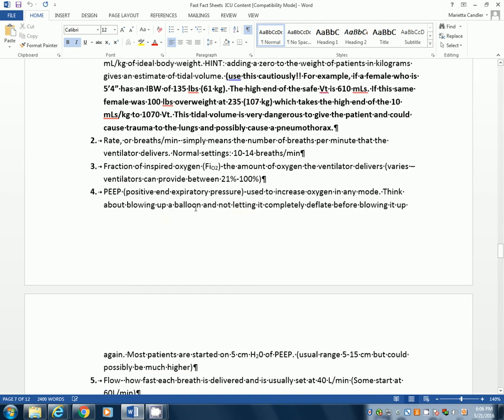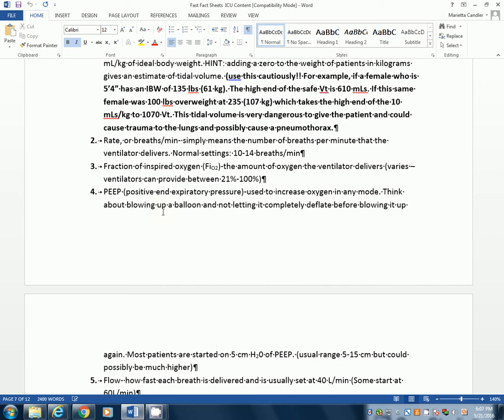PEEP is positive end expiratory pressure. This is similar to BiPAP, but through the ventilator. It is used to increase oxygen in any mode. So no matter which of these modes we talked about earlier, whether it be AC, SIMV, all those, you can add a little PEEP to it. And think about blowing up that balloon and not letting it completely deflate before blowing it up again.